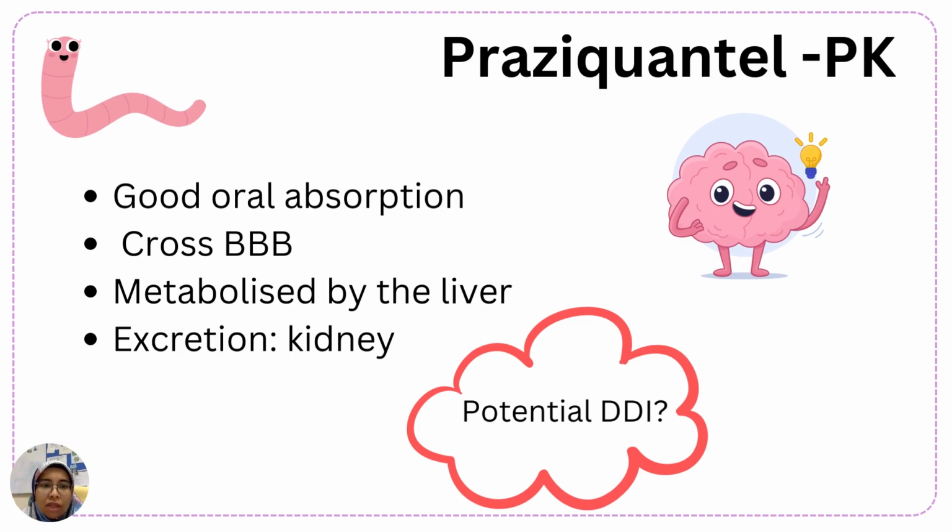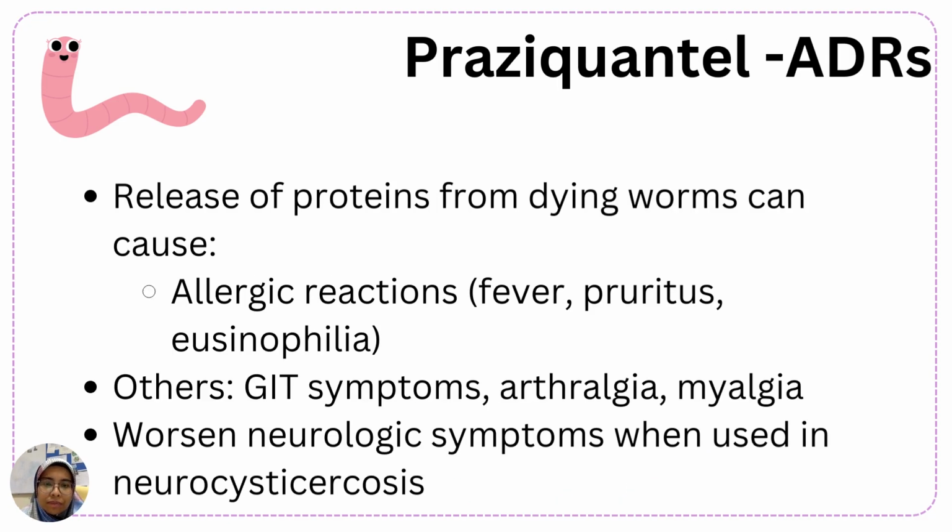Considering the metabolism by the liver, what is the potential drug-drug interaction? You should know by this stage. When you think about liver, you have to think about cytochrome, and about enzyme inducers or enzyme inhibitors. So when you give it together with other drugs that affect the liver's cytochrome enzymes, it will cause side effects of this drug.